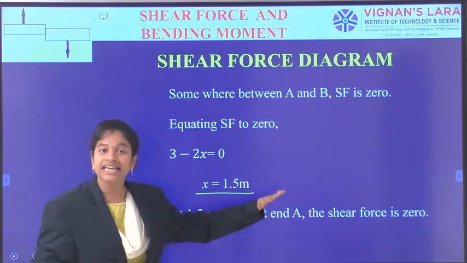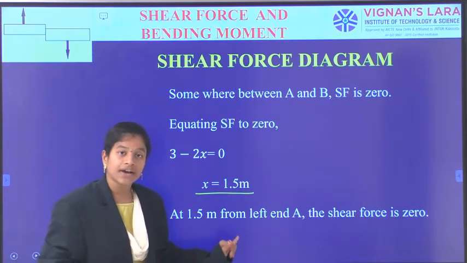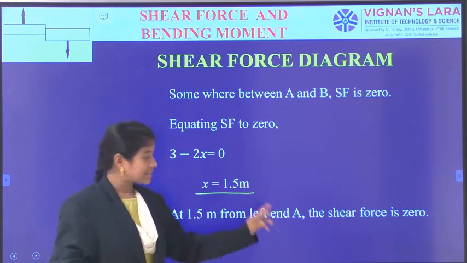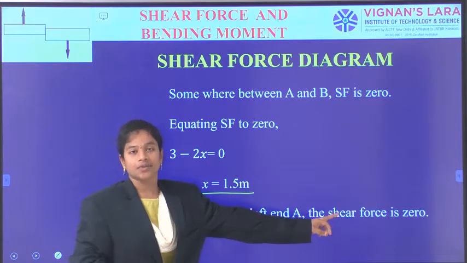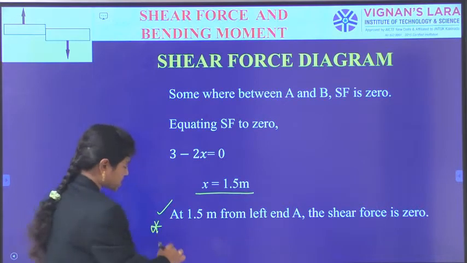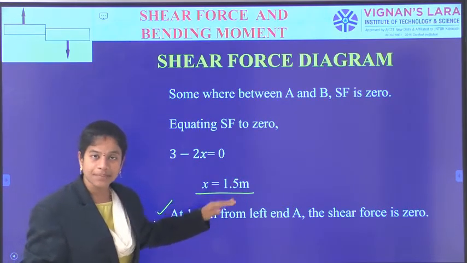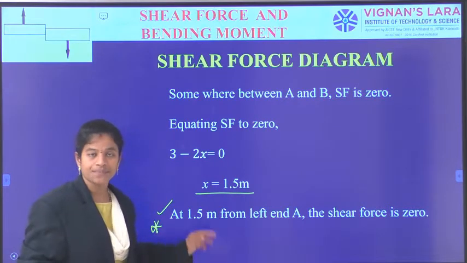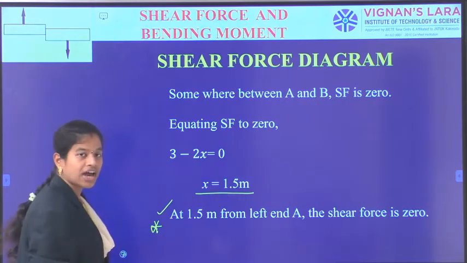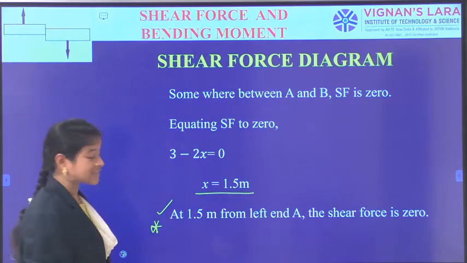So x equal to 1.5 meter indicates that at a distance of 1.5 meters from A, the shear force is equal to 0. So this is the explanation for the position. This is very, very important. Understanding of this step is involved in this line only. At a distance of 1.5 meter from here, we should consider that the shear force is equal to 0.